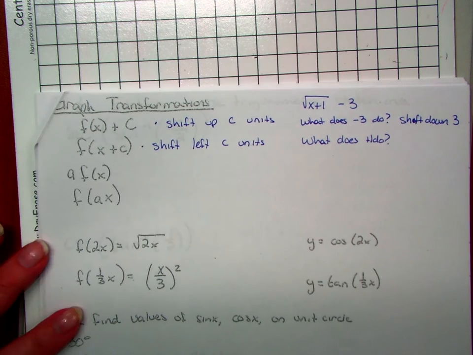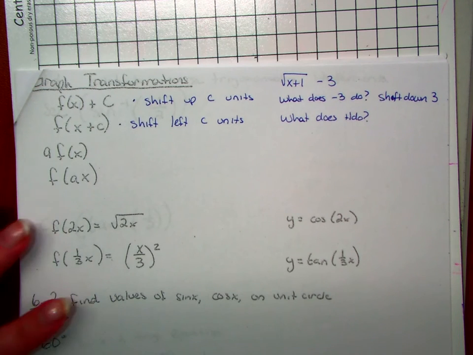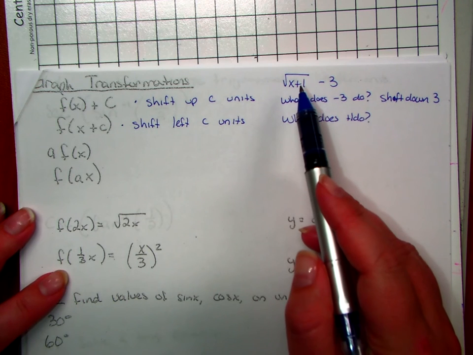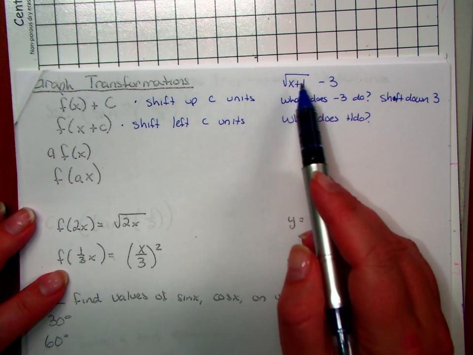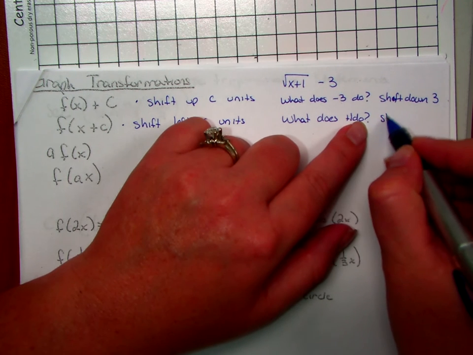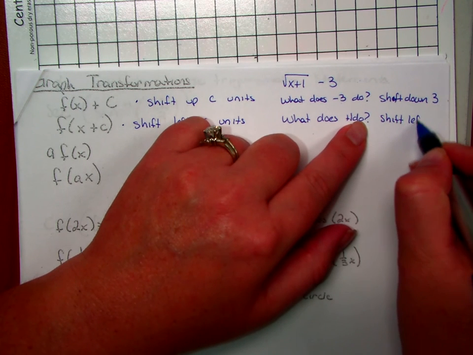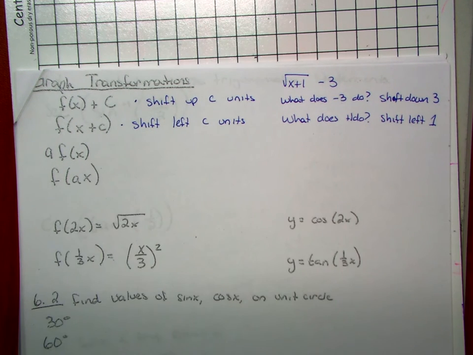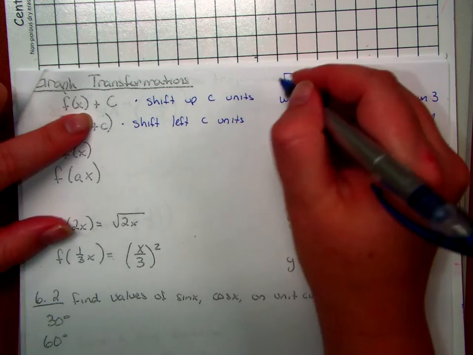Excuse my writing there. What does the plus 1 do? Okay, up, down, left, right. So this is positive, right? So it's going to shift to the left. So shift left 1.